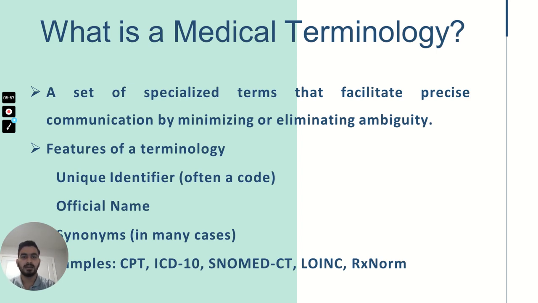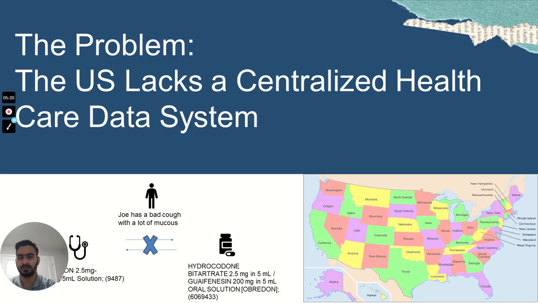Now we must know what is medical terminology. It is a set of specialized terms that facilitate precise communication by minimizing or eliminating ambiguity. What are the features of terminology? First, it has a unique identifier, it has an official name, and in some cases synonyms too. For example, CPT, ICD-10, RxNorm, these are all medical terminologies.